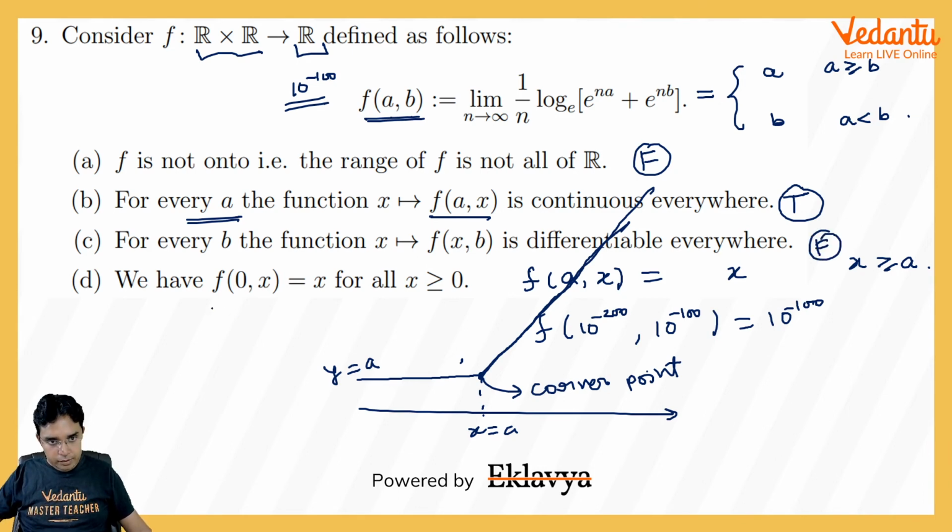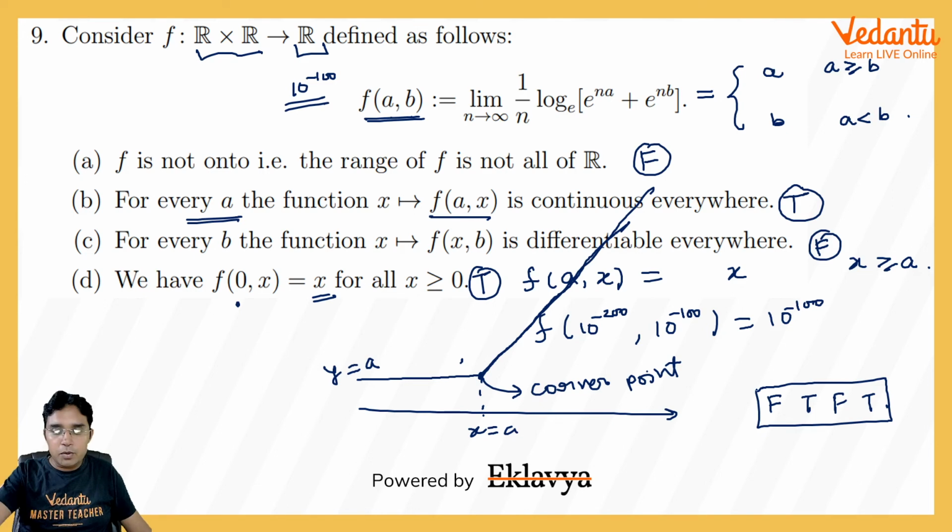Now, f(0, x) will be x for all x greater than or equal to 0. I think this is very much obvious from this. I just have to take a as 0, and because x is greater than or equal to 0, the value has to be x. So this is true. So the correct sequence of false, true, true, false would be that first is false, then it is true, then false, and then true. So this is the answer of this question.